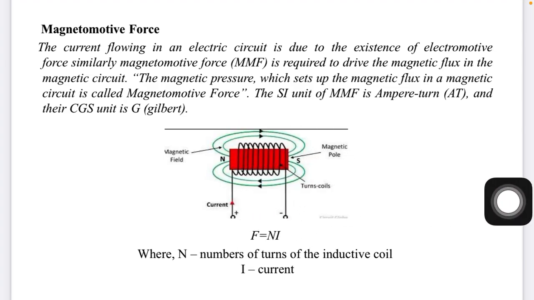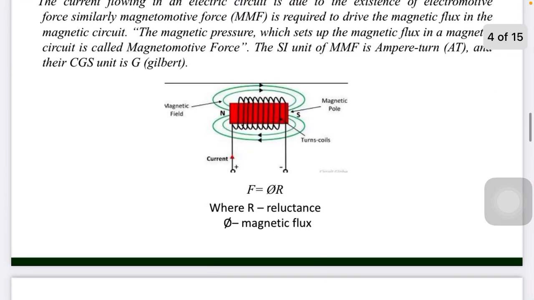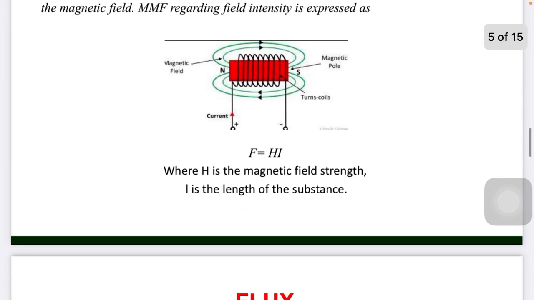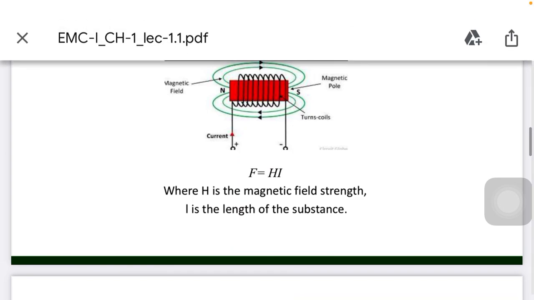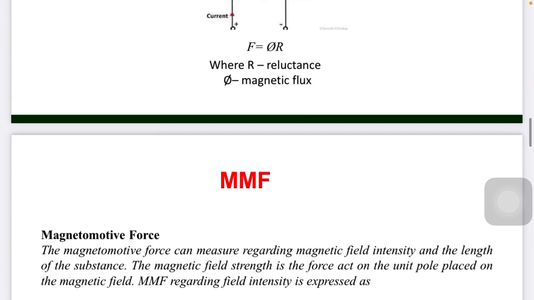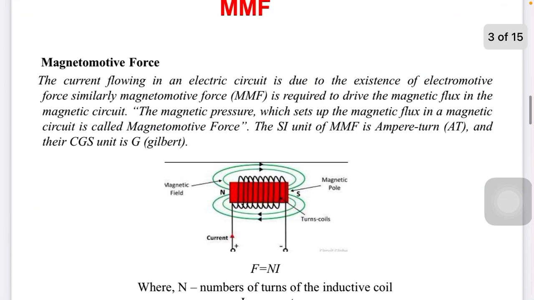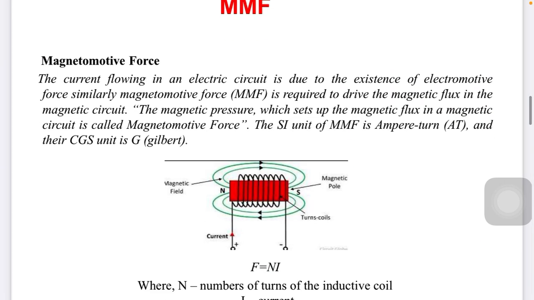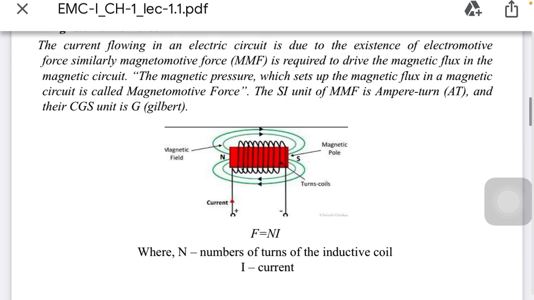So what exactly is this force? It will be defined by other terms also, which we will discuss later. It is also defined by the flux phi into R, and also by H, that is the magnetic field strength, into l, right? So MMF is defined in three terms. We will discuss step by step. So first, basically F is equal to Ni.